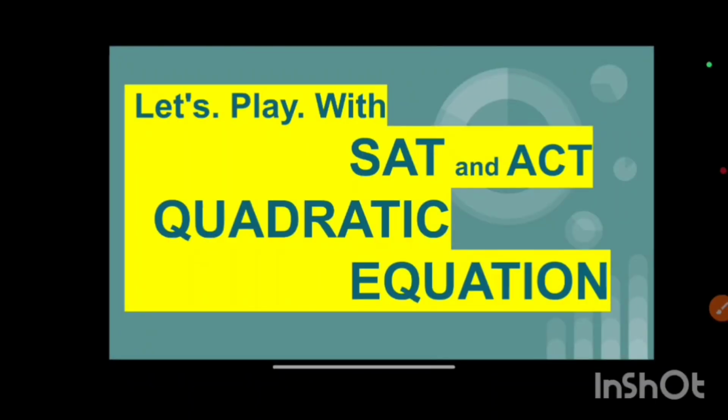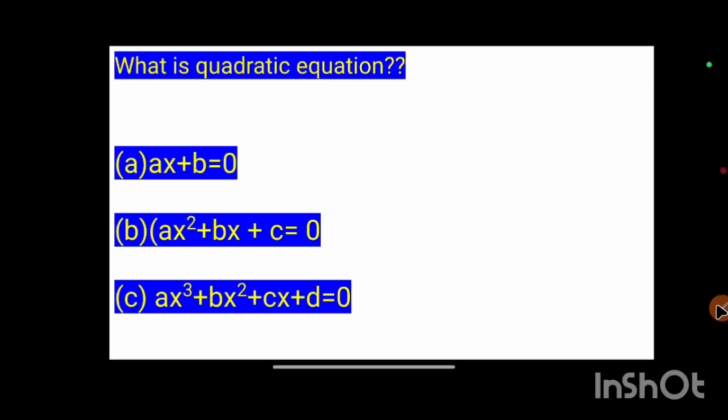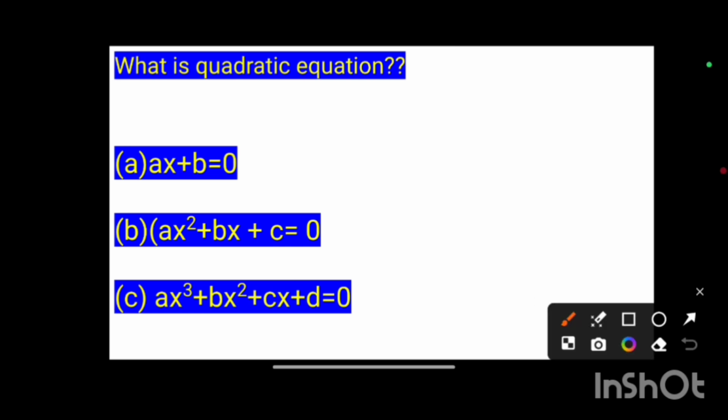We study about quadratic equation. We know first what is quadratic equation. Here three equations are given on your screen. We know first what is higher degree. Here equation A has higher degree 1, equation B has higher degree 2, and equation C has higher degree 3.